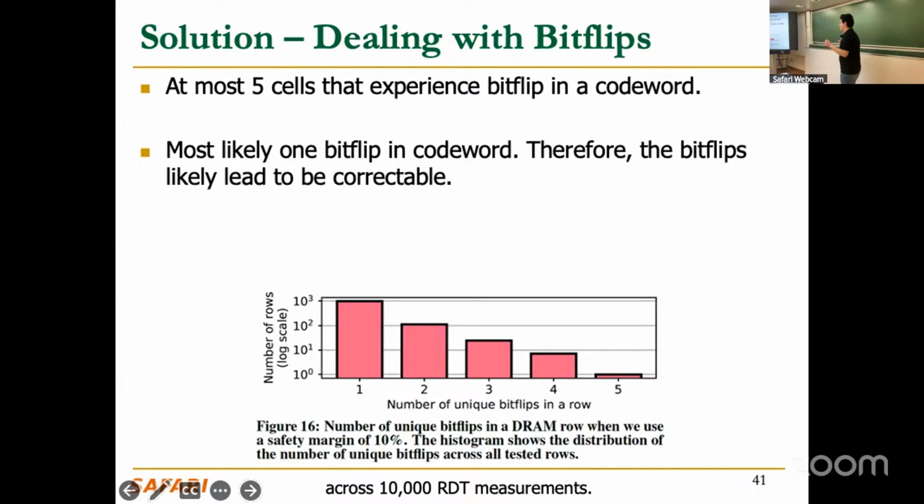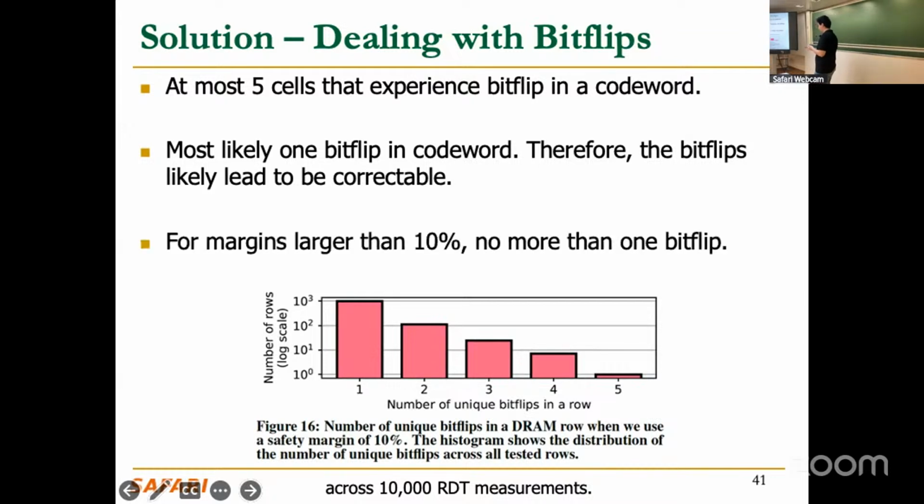Because the most likely outcome is a single bit flip, these patterns are more likely to lead to something correctable with single error correcting, double error detecting schemes. And also, if we implement a margin larger than 10%, we are going to experience no more than a single bit flip in our code word.